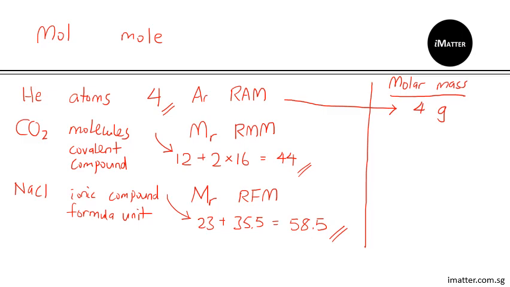Again, take note of the units. We are using grams for the mass here. For those who are familiar with your science, you realize that gram is not an SI unit. Nevertheless, molar mass, at least for O level, is typically based on grams. Similarly for CO2, 1 mole of CO2 will be 44 grams, and 1 mole of NaCl will be 58.5 grams.